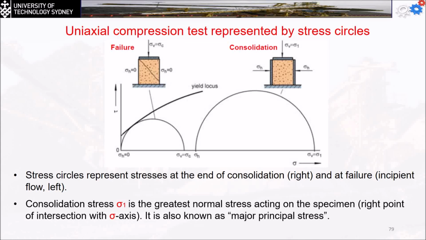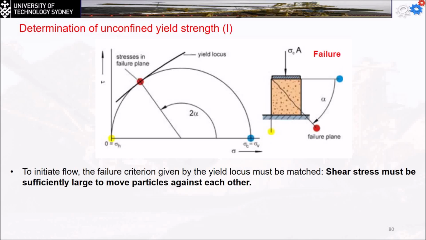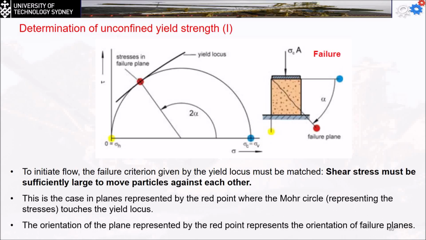The consolidation stress sigma 1 is the greatest normal stress acting on the specimen, and it's also known as the major principal stress. To initiate the flow in the silo, actually, the failure criterion given by the yield locus must be matched, where the shear stresses must be sufficiently large to move the particles against each other. And this is the case in the plane represented by the red point, as you can see here.